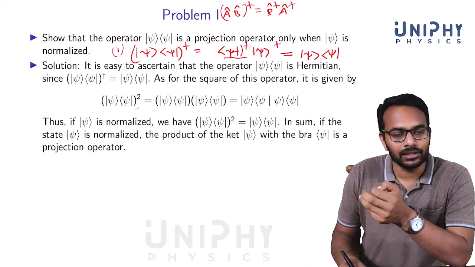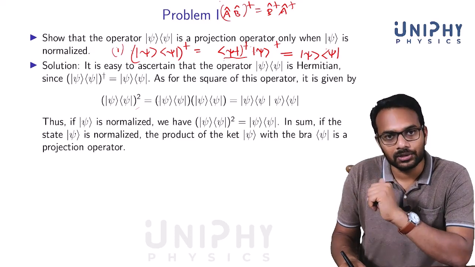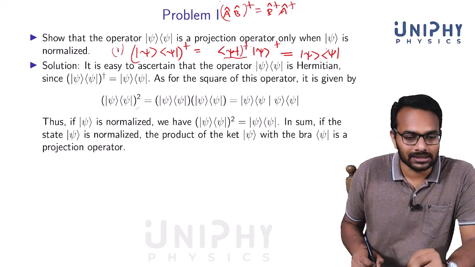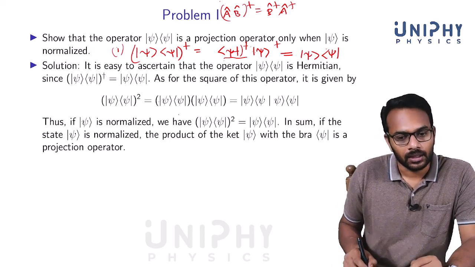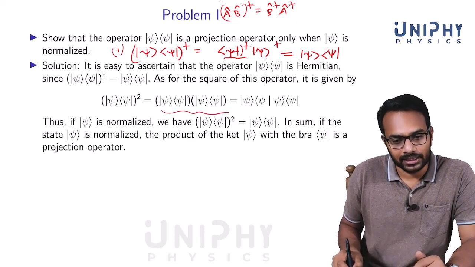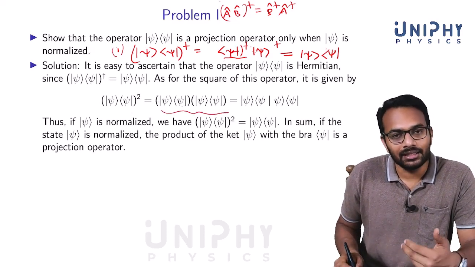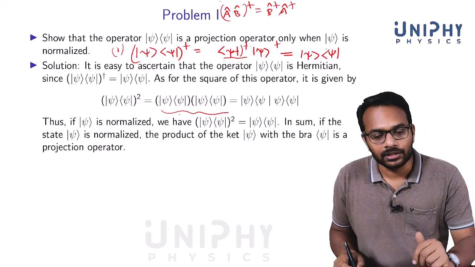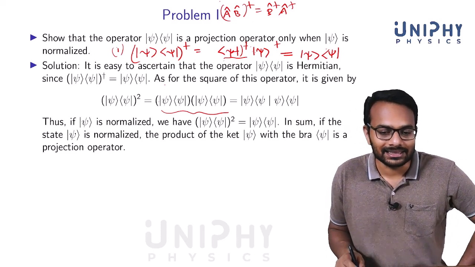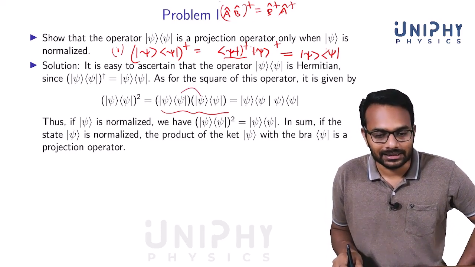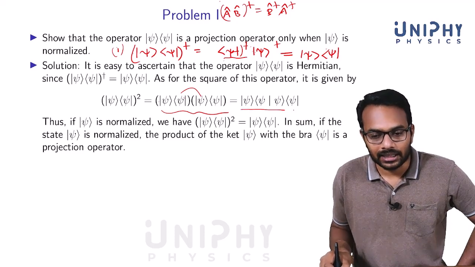Now the second thing you need to check is whether the square is equal to itself. So you take the square here. Square means you just multiply these things, and immediately we see the advantage of using the Dirac notation. Multiplication is just combining these things, so we just write them together.